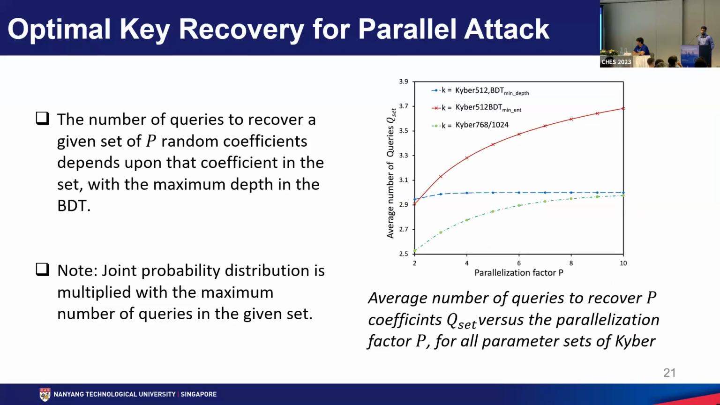So here is a result. How we calculate is, we calculate the joint distribution of the appearance of secret coefficients multiplied by the maximum number of queries in a particular set, and that gives us this graph. You can clearly see that after the parallelization factor p is equal to 2, the binary decision tree that we have proposed, based on the minimum depth, gives us a lesser average number of queries for a particular set.